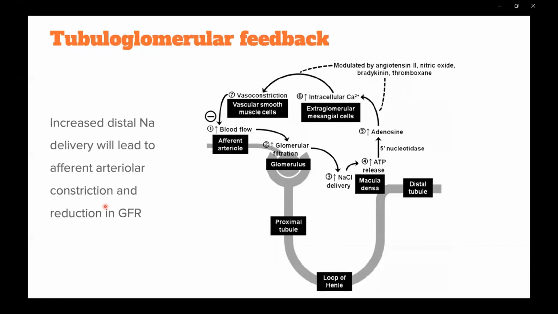What literally happens is that whenever there is an increase in glomerular filtration, more sodium is delivered through the proximal tubule. Most of it gets reabsorbed here, some in the loop of Henle, and a part of it reaches the distal convoluted tubule. In the part of the tubule which then goes on to become the distal convoluted tubule, there are specialized cells, the juxtaglomerular apparatus. Macula densa cells are there. These cells sense the increased distal delivery of sodium and chloride.